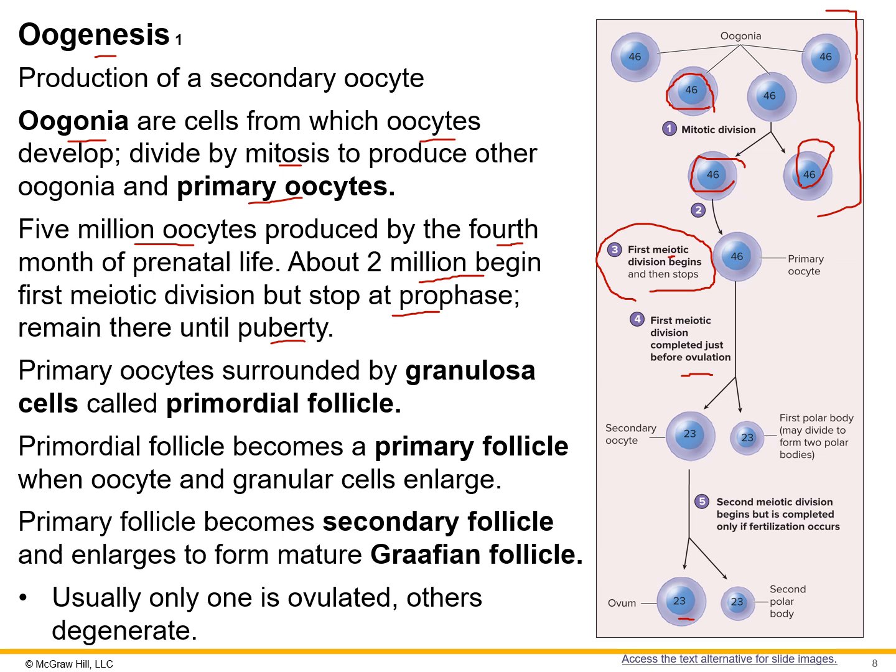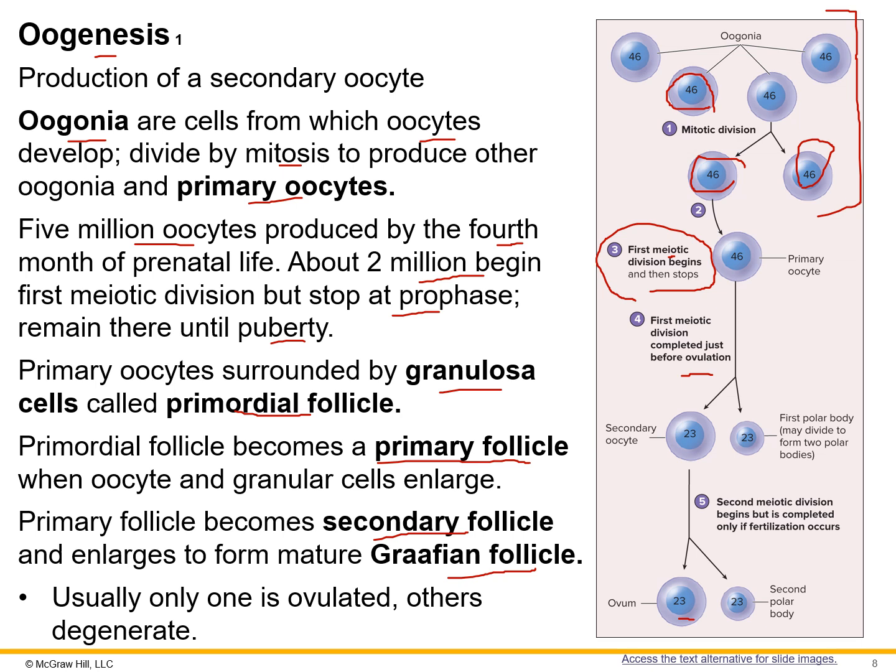Now those primary oocytes are surrounded by what's called granulosa cells, also primordial follicles that are going to form those. They become what's called the primary follicle when the oocyte gets a little bigger. So those granulosa cells and the oocytes are getting bigger. It's now referred to as that primary follicle. That then becomes a secondary follicle and matures ultimately into the Graafian follicle.